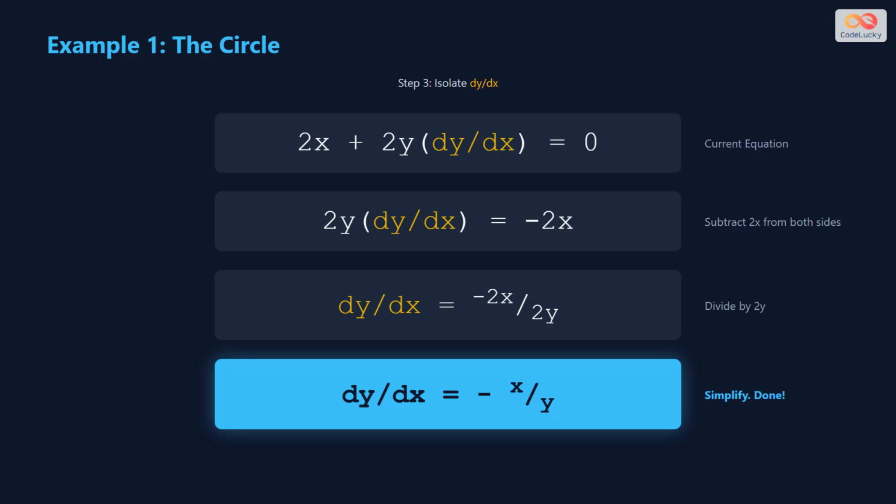Now we just need to isolate dy/dx. We subtract 2x from both sides to get 2y dy/dx equals negative 2x. Then, we divide by 2y. The 2's cancel out, leaving us with our final answer. dy/dx equals negative x divided by y.